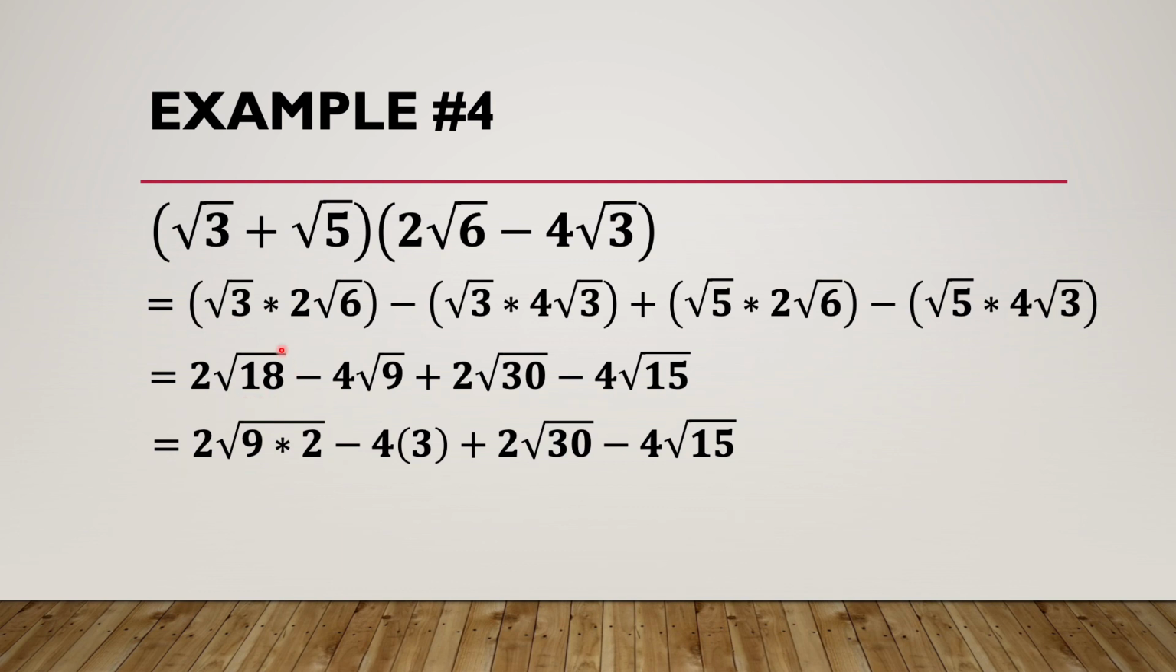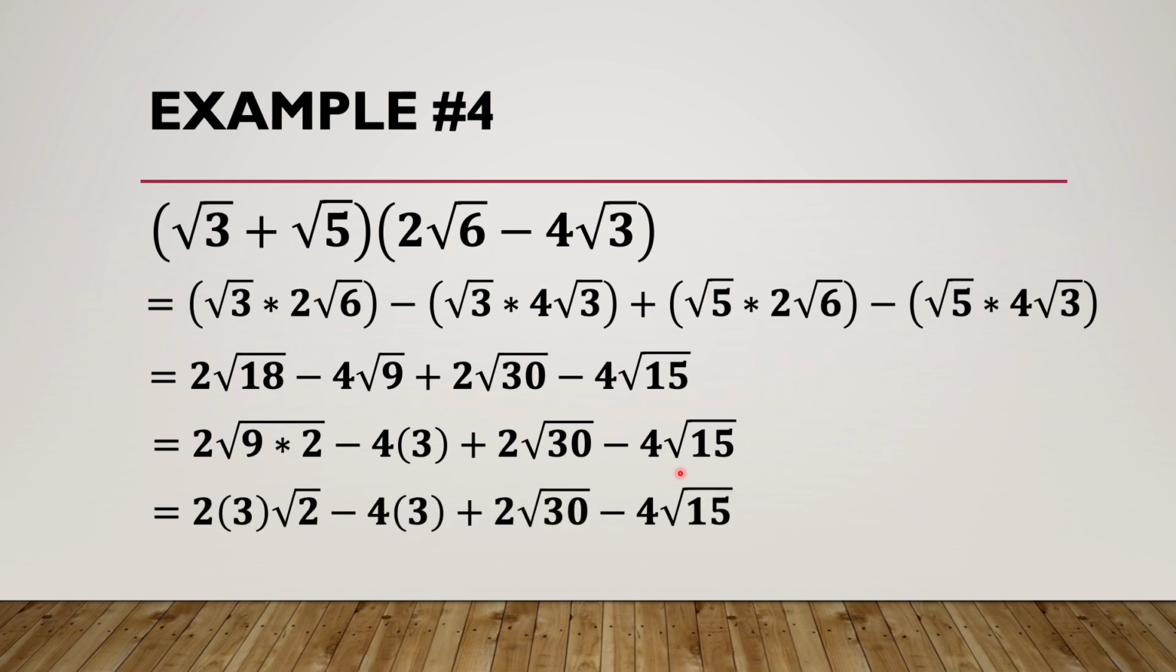So, 18 has a factor that is a perfect square, which is 9. So, if we factor it, it becomes 2 square root of 9 times 2 minus the square root of 9 is 3. So, we will have 4 times 3 plus, so 30 has no perfect square factor. So, we just copy it, plus 2 square root of 30. Same is true with 4 square root of 15. Okay, so getting the square root of 9, that is 3.